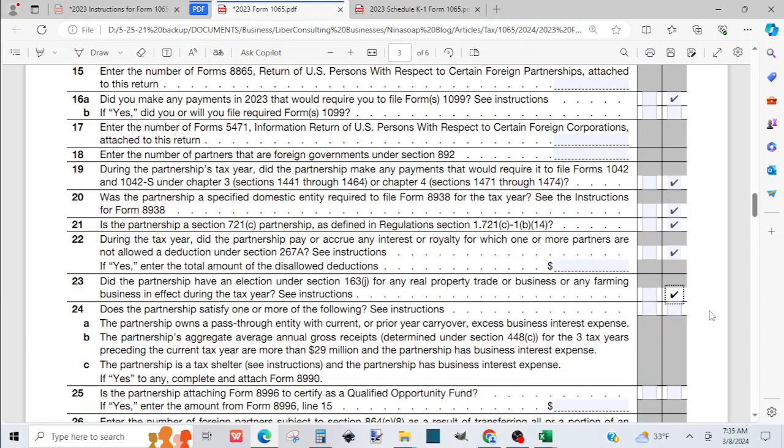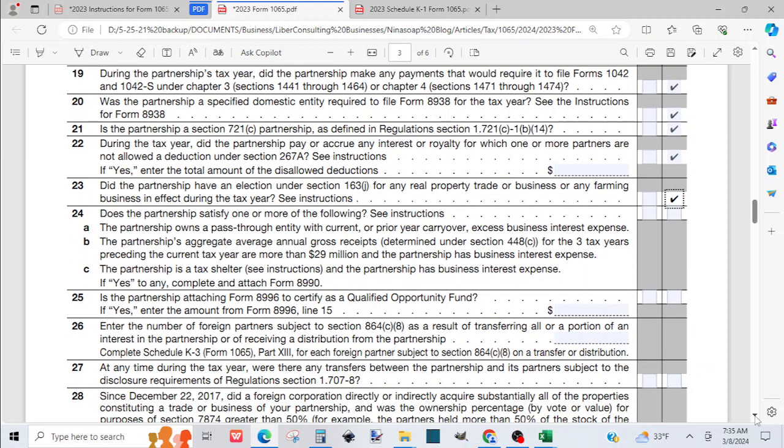Does the partnership satisfy one or more of the following? The partnership owns a pass-through entity with current or prior year carryover. The partnership has aggregate average annual gross receipts of 20 million. The partnership is a tax shelter. If yes to any, a 8990 form is required. The answer is no. Is the partnership attaching a 8996? No.